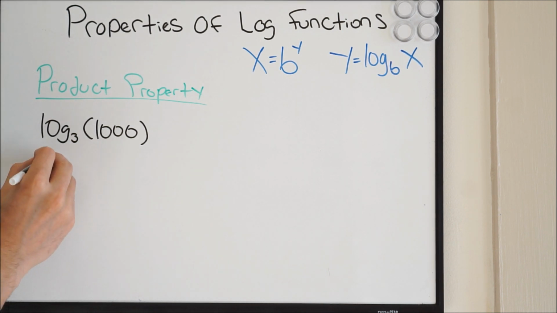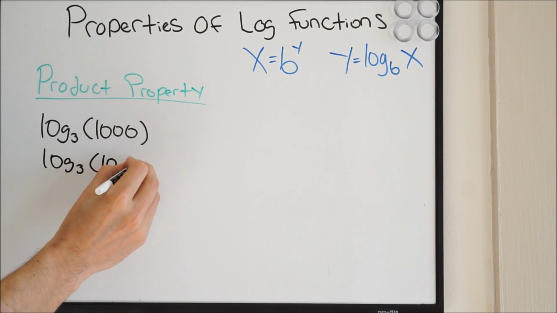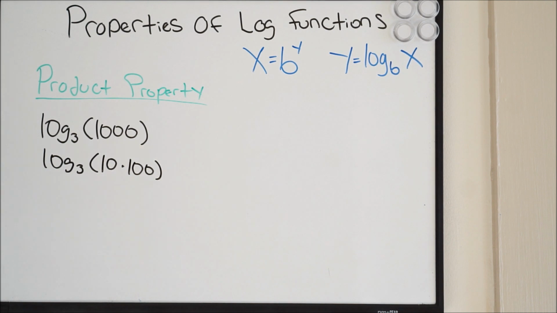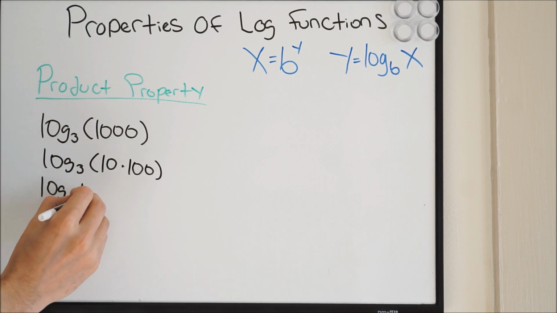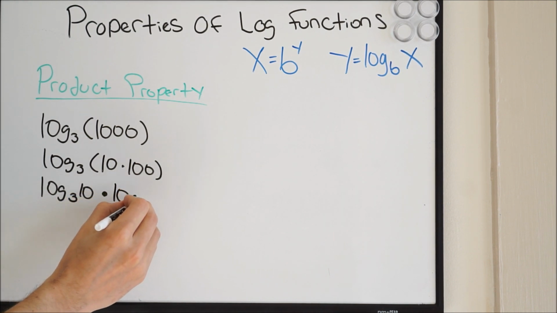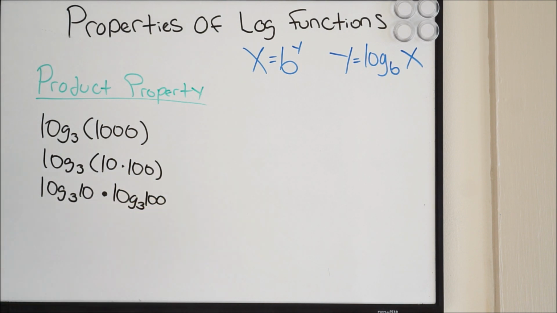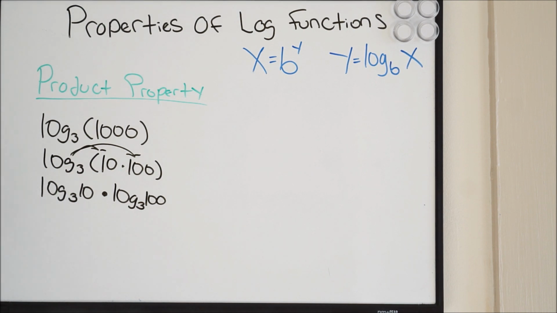Well, I could write this as log base 3 of 10 times 100, right? That is the same thing that we have written here. And if I go a little bit further with this, we know that I'm multiplying here. I have the same base, so essentially what this looks like, I have log base 3 of 10 times log base 3 of 100. Again, this is just basic distribution here, right? We're multiplying these two.